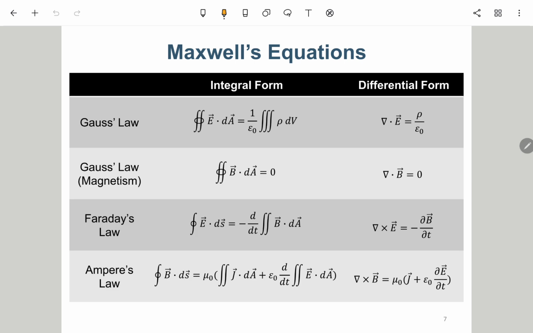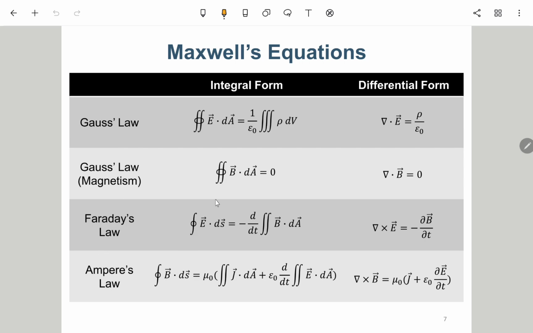Okay, so when we try to put them together, it will be like that. The integral form of Gauss's law: the surface integral of E dot dA equals 1 over epsilon naught times the triple integral of rho dV. So the triple integral of the charge density divided by epsilon naught gives the electric flux. And the magnetic flux is always 0 because we don't have a monopole, we only have a magnetic dipole.